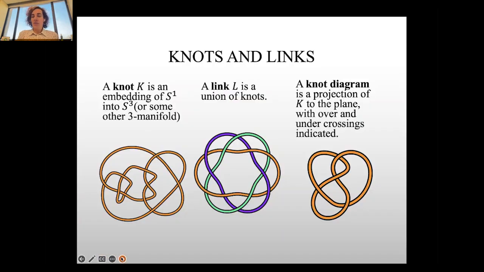So a knot is, of course, an embedding of the circle into some three manifold, usually S3, but sometimes a different three manifold. And a link is a union of knots. Usually when we see pictures like what's on the slide, we're looking at a knot diagram, and that's a projection of the knot to the plane where we've indicated the over and under crossings.